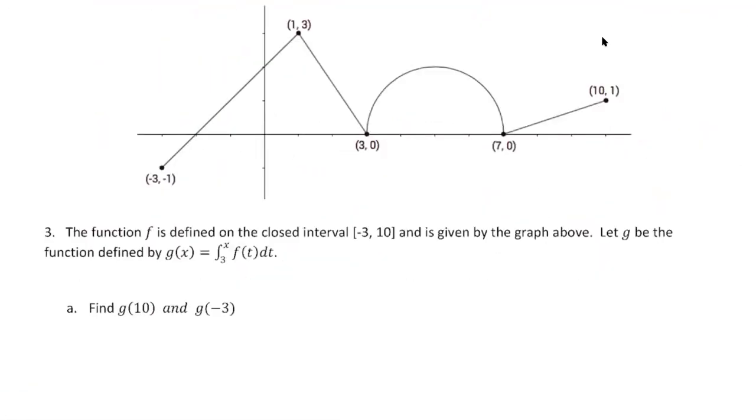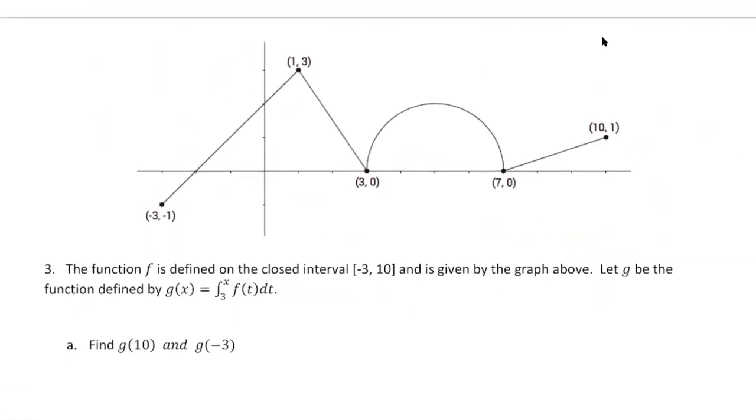All right. So on the next page, this is that idea of a function defined as an integral. So we have this graph. The function f is defined on the closed interval from -3 to 10 and is given by the graph above. Let g be the function defined by g of x is equal to the integral from 3 to x of f of t dt. Now, for a, this is what we've been doing before. So find g of 10, put in 10 for x, find g of -3, put in -3 for x. Go ahead and pause the video and try this one yourself. See if we remember how to do this, and I'll come back with the answers in 3 seconds.